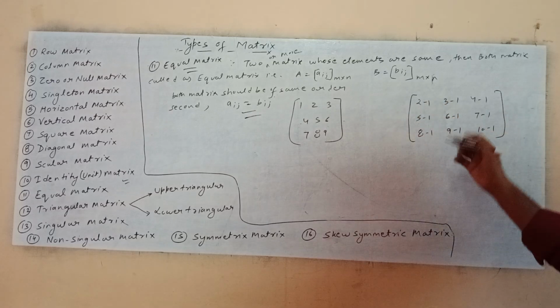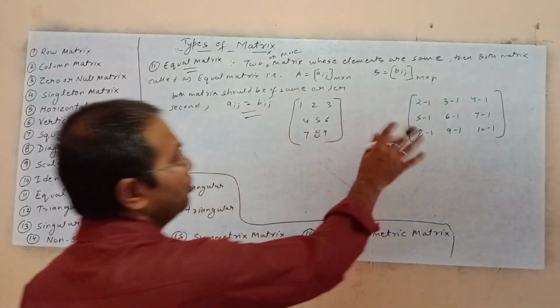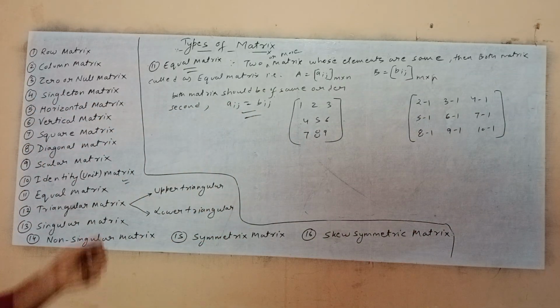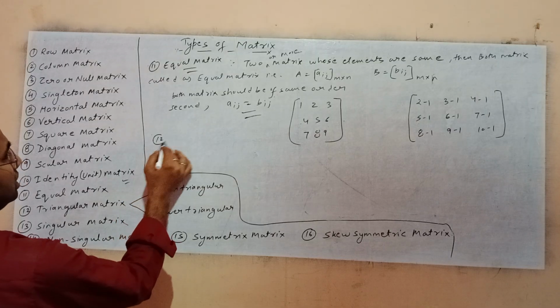So on getting the difference, you will get the same element here. So both matrices have the same elements. That's why it is called an equal matrix. Now we will see the 12th one.